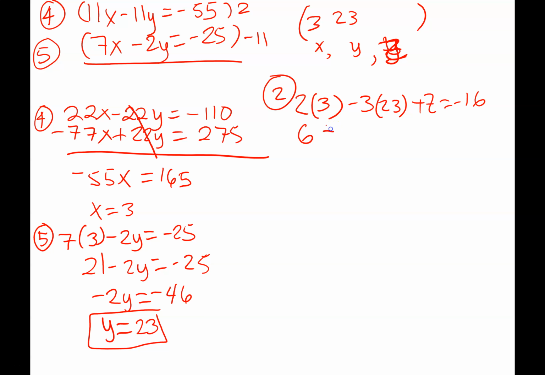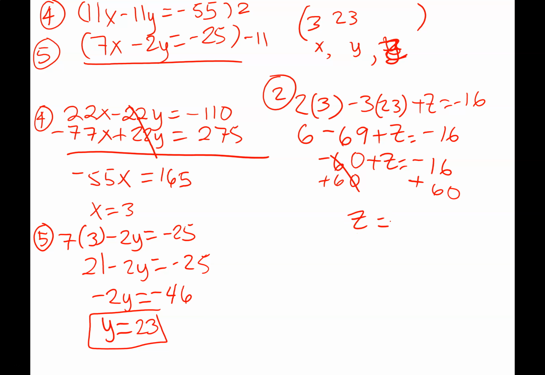This would be 6. This would be a negative 69 plus z is equal to a negative 16. So negative 63 plus z equals a negative 16. Add 63 to each side. What will z be? 47. So now we have our solution. It should be 3 comma 23 comma 47.